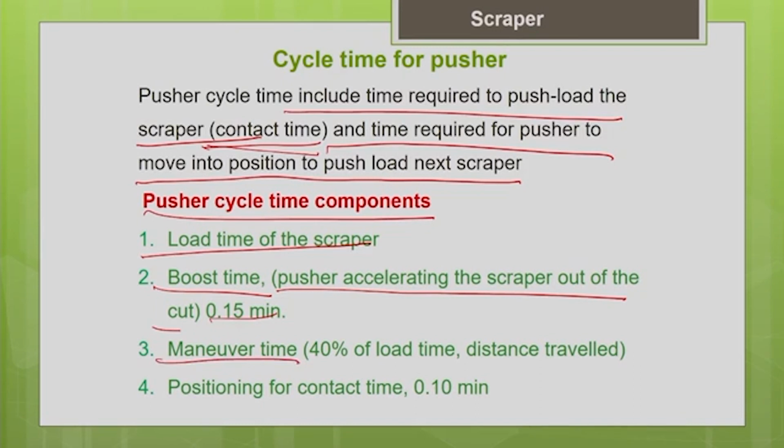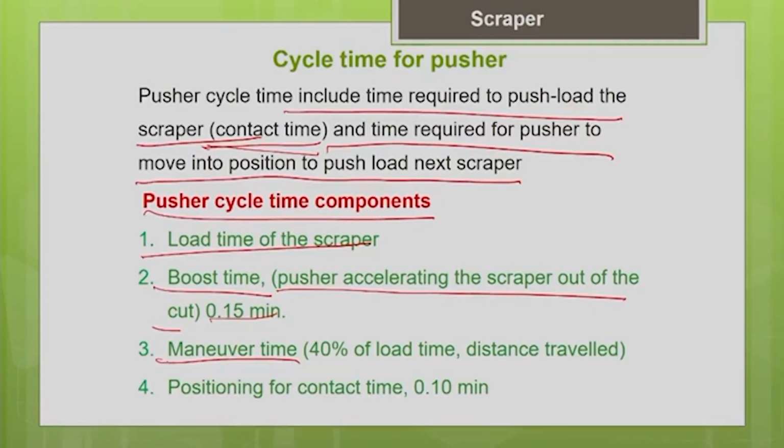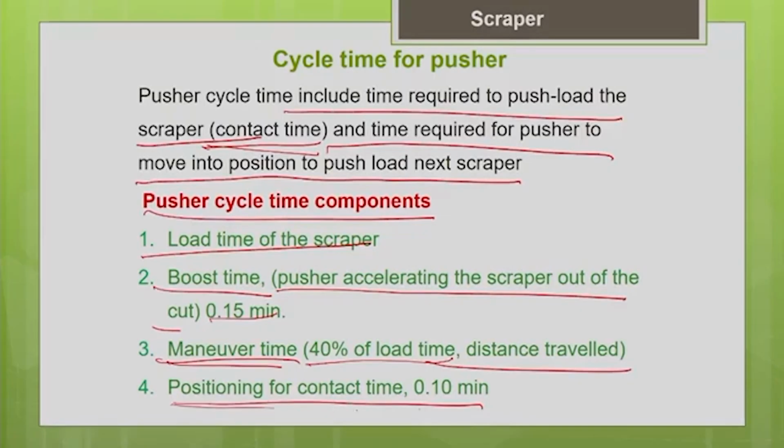As I told you, the pusher has to travel. After pushing the first scraper, it has to travel and spot another scraper and get ready for pushing it. That is the maneuver time. It can be taken as 40% of load time, that is the distance travelled. Then the other thing is positioning for the contact time. So for contact, the pusher has to position so that it establishes its contact with the scraper. That positioning time is 0.1 minute. All these things make up the cycle time of the pusher.